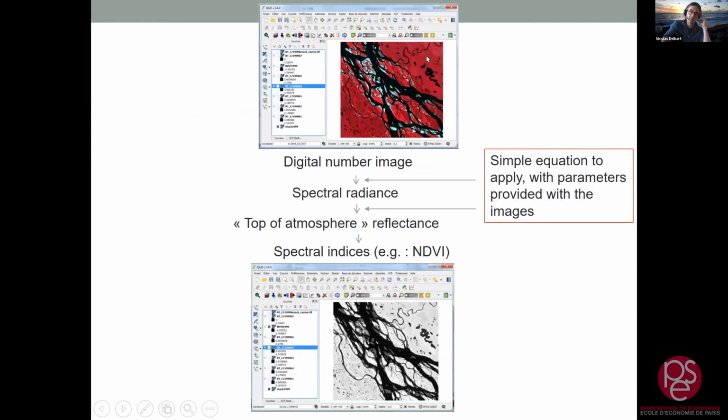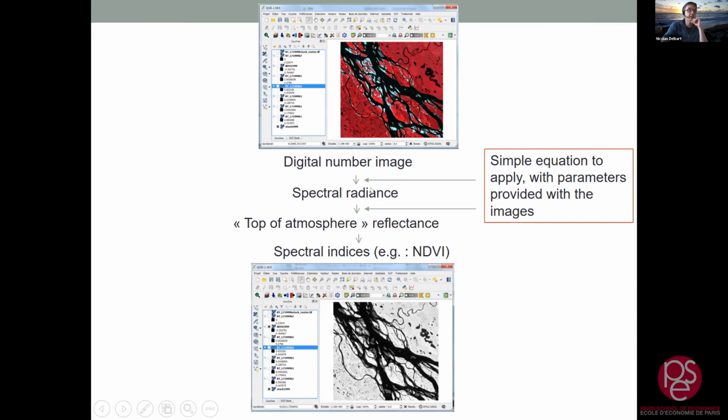So we will do it in several steps. Here is a color composite based on the remote sensing image expressed in digital number. This digital number is directly related to the spectral radiance. And when we want to go from here to here, we need to apply some parameters that are provided in the image. These parameters are related to the calibration of the sensor. Then it's very easy to derive the spectral radiance. I will describe what spectral radiance is in more detail.